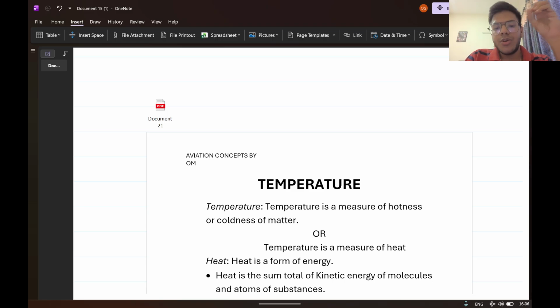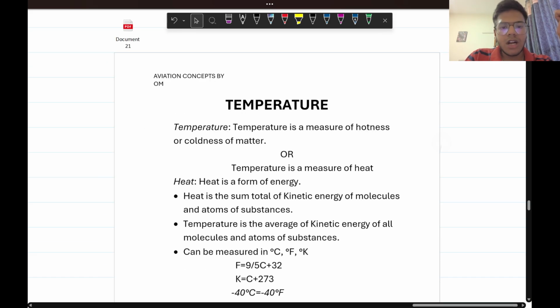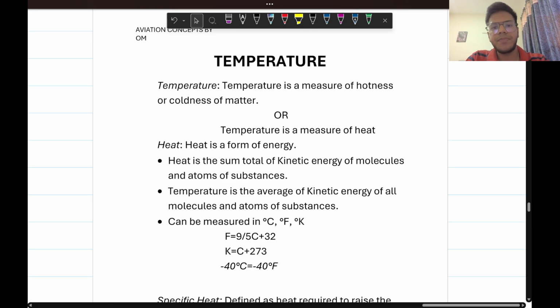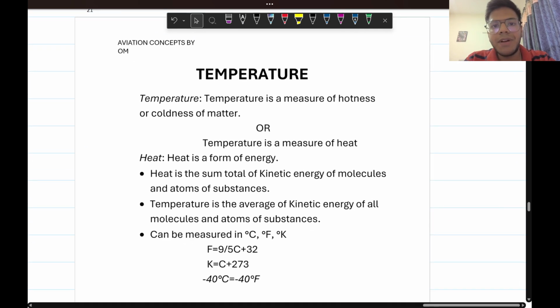So guys, today I come with a topic, temperature. Guys, if you haven't watched the previous two videos of meteorology, one on the atmosphere and one on atmospheric pressure, I will recommend you watch the videos in sequence only so that you will understand the things better. So let's start the topic without wasting time. Today's topic is temperature.